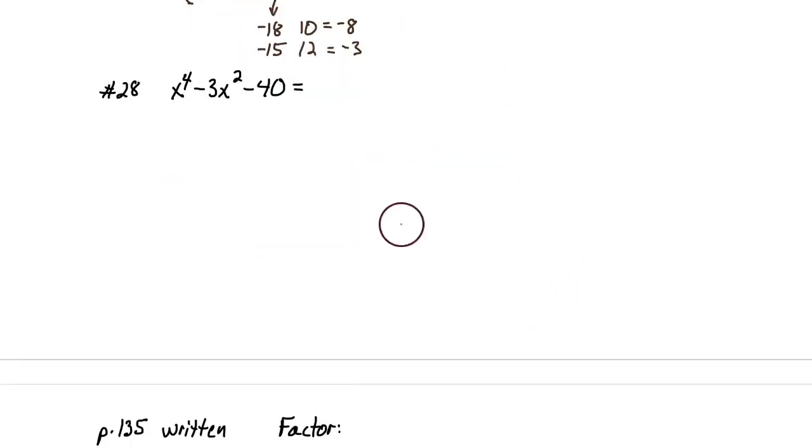Number 28, there's no greatest common factor. Let's try factoring using FOIL.